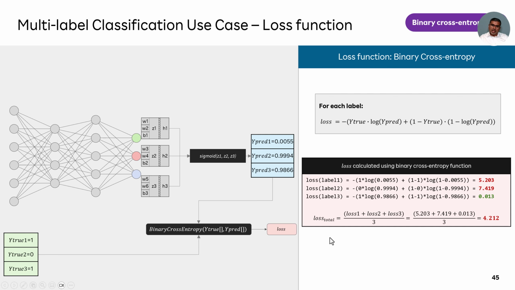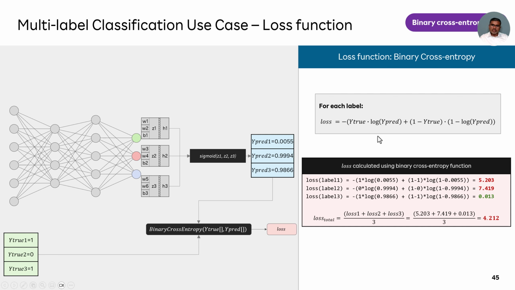4.212. And now you would use a gradient descent algorithm to go ahead and back propagate this loss so that the weights and biases in each of these neurons get updated, and over multiple iterations across multiple epochs, the expectation is that the loss will go down to a very small value, ideally 0.001 and so on.